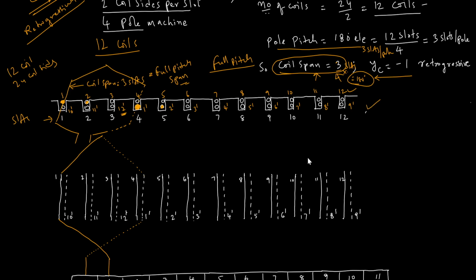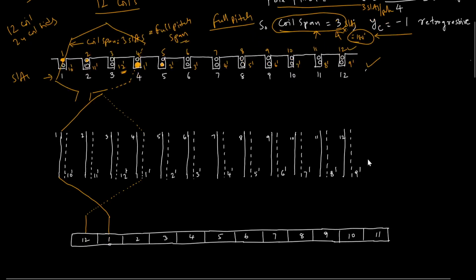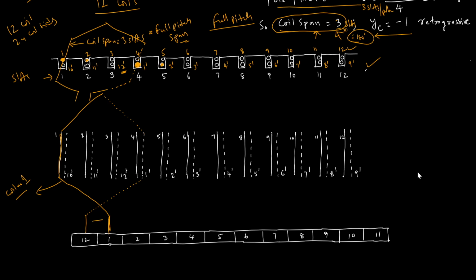Now let me connect these coils. I have shown one example here. This is the first coil, coil number 1. The first side is 1 and the other side is 1 dash. Coil side 1 is connected to commutator segment 1, and 1 dash is connected to 12. Are you noticing this? 1 dash is connected to 12, the back side of the commutator segment 1.